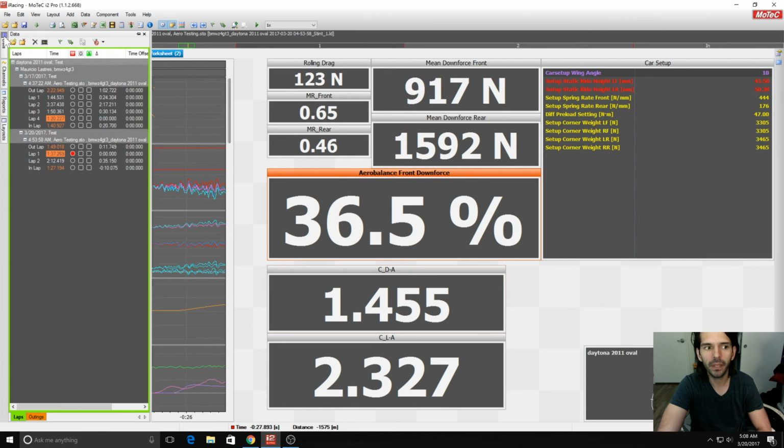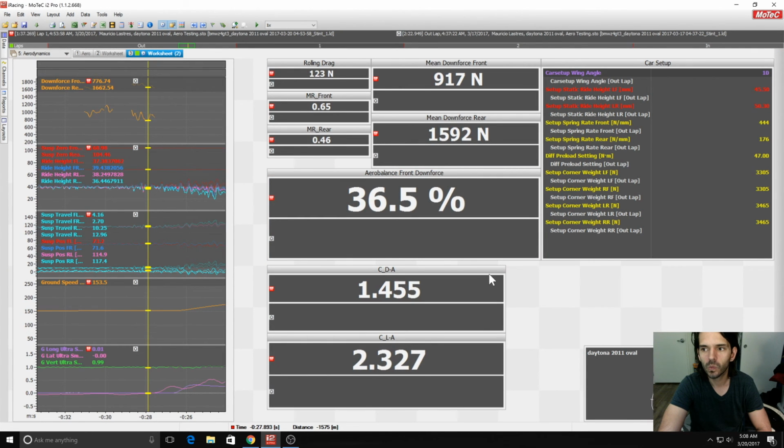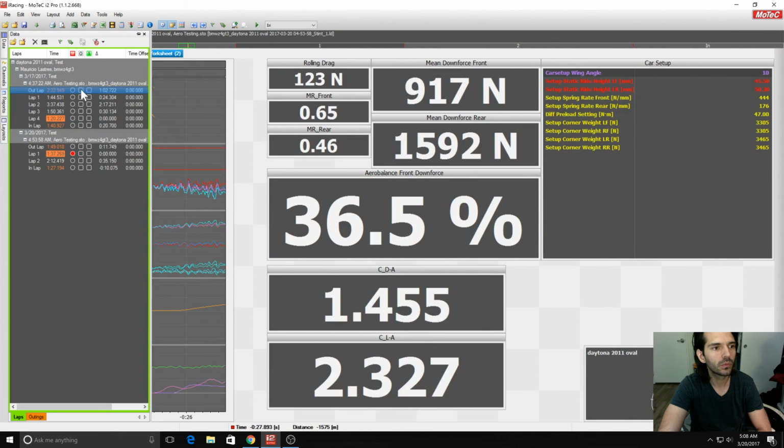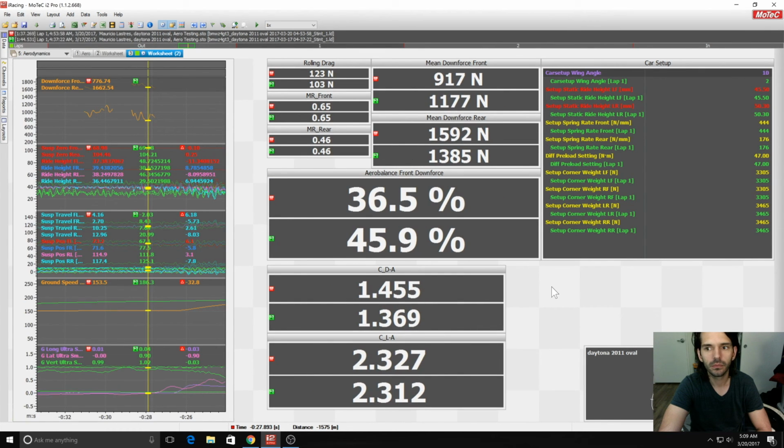So let's go ahead and compare it to a different setup. How do we do that? Okay, so this is a comparison between 10 and 2 rear wing. And you can see the difference.